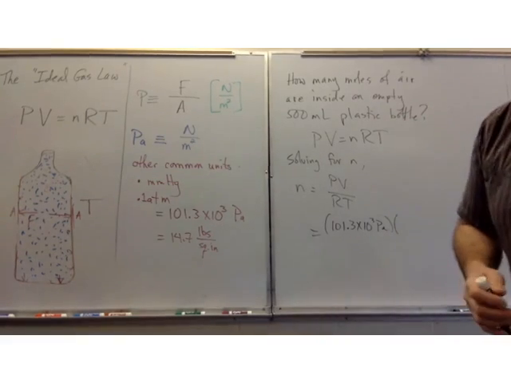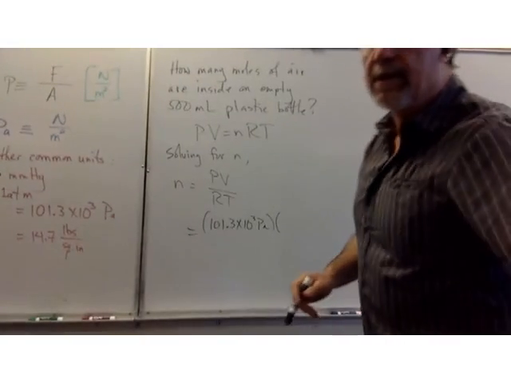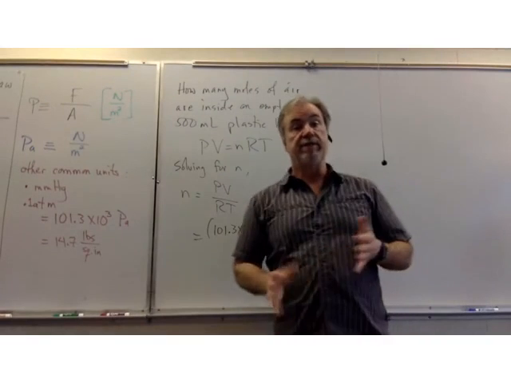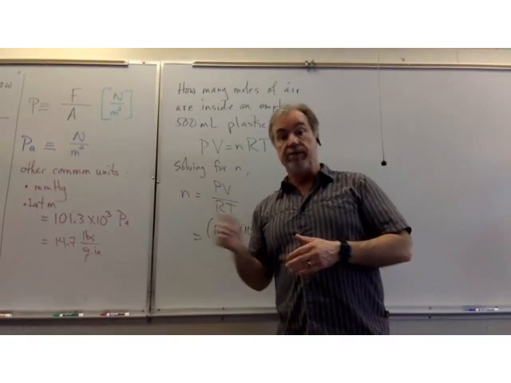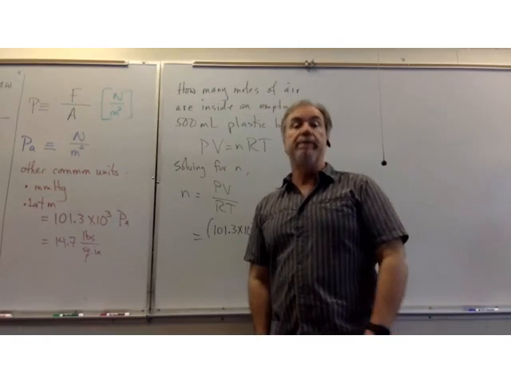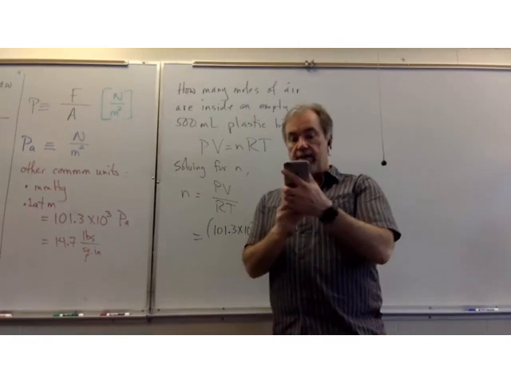The volume is not 500 milliliters, or I can't write it as 500 milliliters because I need to work in consistent units in the SI system. Liters is not part of the SI system. So how many cubic meters in 500 milliliters? Let's find out.